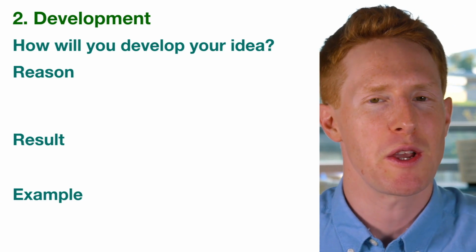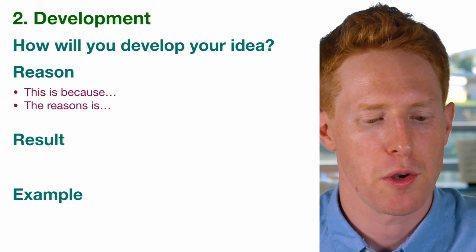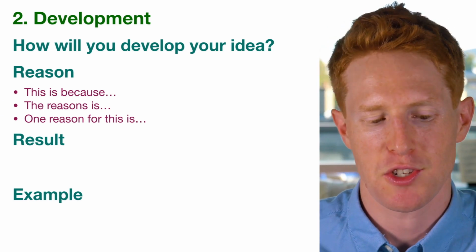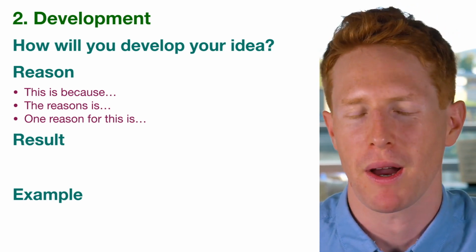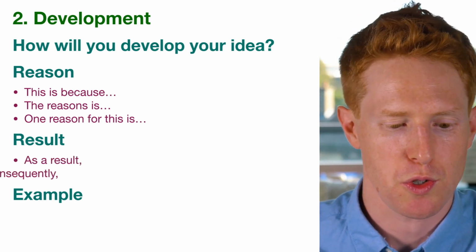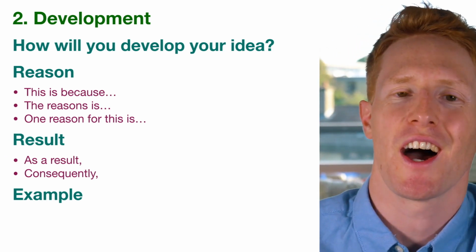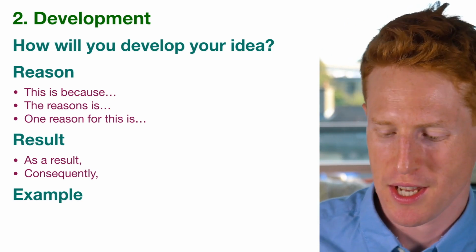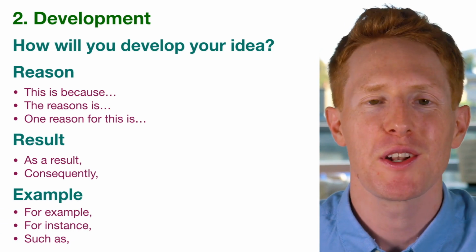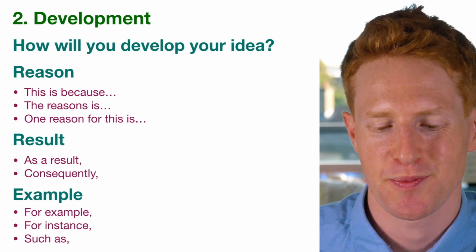So if you're going to introduce a reason, you can start your sentence with this is because, or the reason is, or one reason for this is. And so in this way, you're developing your idea by giving a reason. Similarly, you can give a result, like as a result or consequently. And then a very useful way to get a higher score in IELTS essays is to give an example. So you can say things like, for example, for instance, or such as. And we're going to look at some examples of developing our paragraphs later on in this lesson.